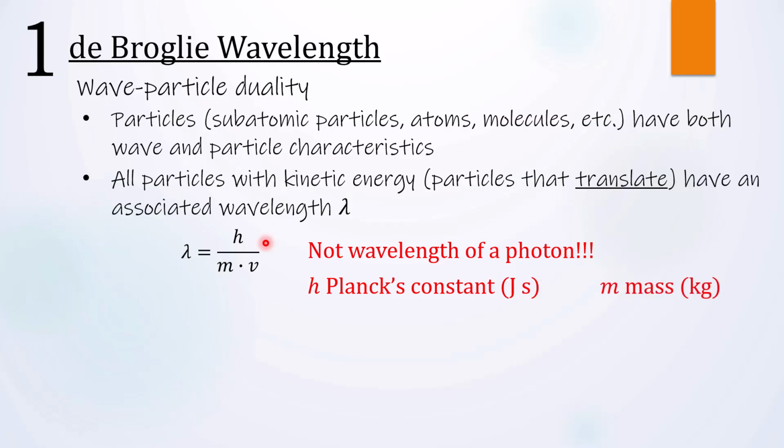So h again is Planck's constant. It has units of joules times seconds. m in this equation has units of mass in kilograms. v is velocity, in other words, units of meters per second. Notice everything here is in the SI system because a joule is a kilogram times a meter squared per second squared. So everything in terms of units here that we're dealing with are really kilograms, meters, and seconds, which means that when you calculate lambda here, the wavelength of that particle, it would have units of meters.